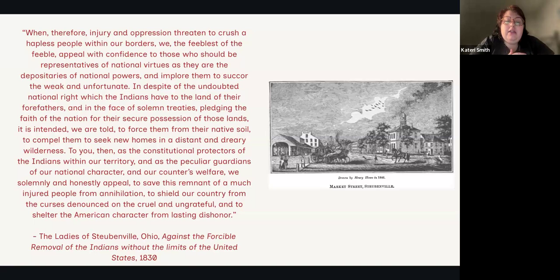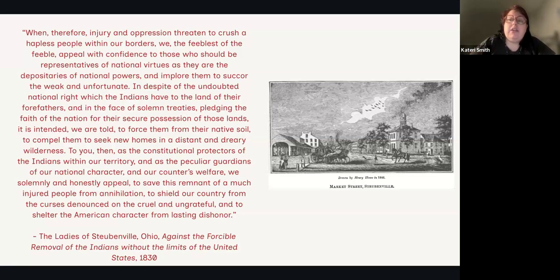They say that the Indians have been driven from the land of their forefathers in the face of solemn treaties, the faith of the nation pledged for their secure possession of those lands. They also recognize that removal was what the US government was intending, and that the federal government, the constitutional protectors of the Indians within our territory, and as the particular guardians of our national character, should not remove these people. They also echo Boudinot and later views that removing them will basically be a cultural genocide, if not an actual genocide.